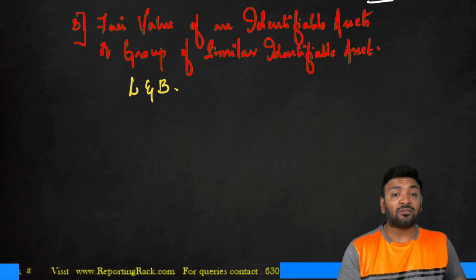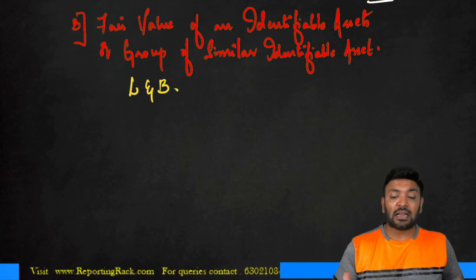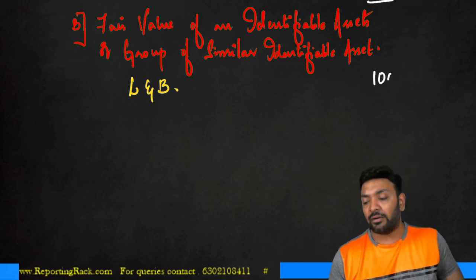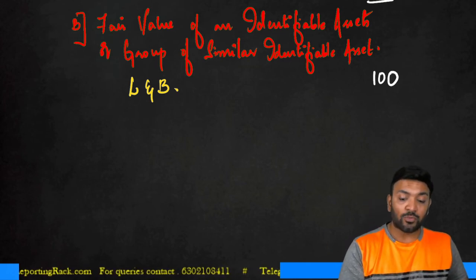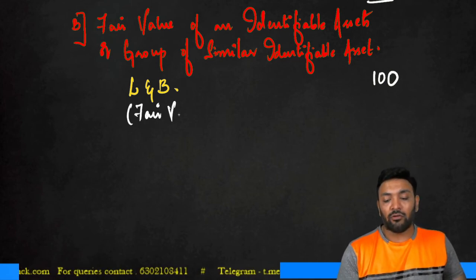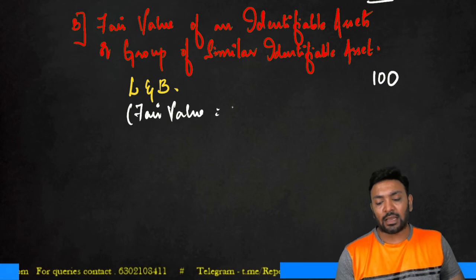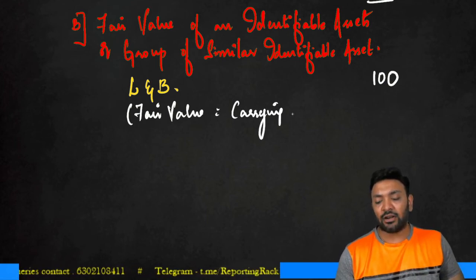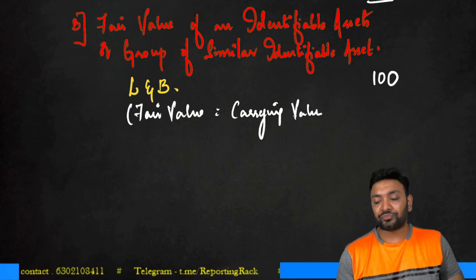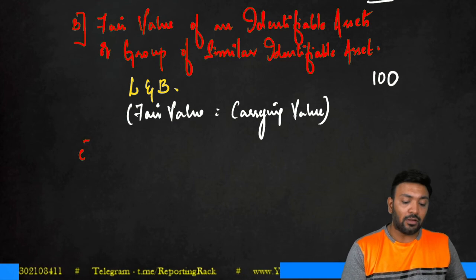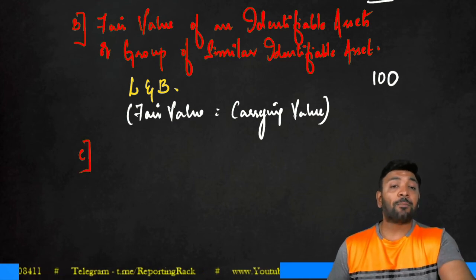What is the fair value of that land and building? I'm assuming that my carrying value is equal to fair value, and let's say it is 100. I assume that fair value is equal to carrying value. This is my assumption. That's why I took it as 100. Now determine your part C. Now tell me, what is your part C?